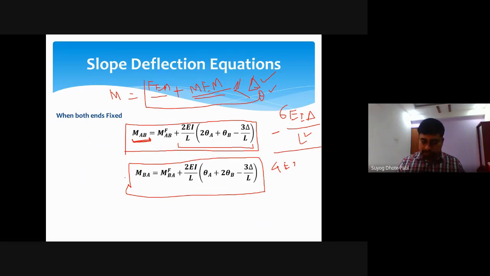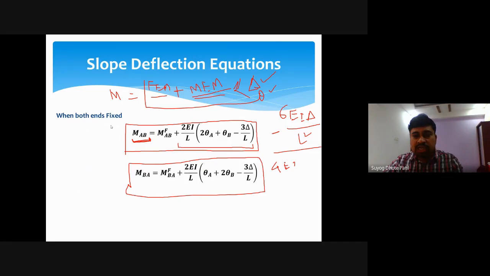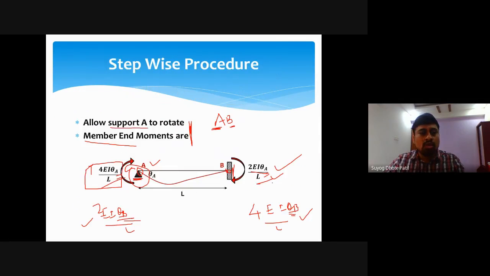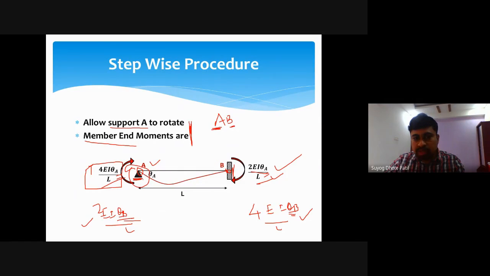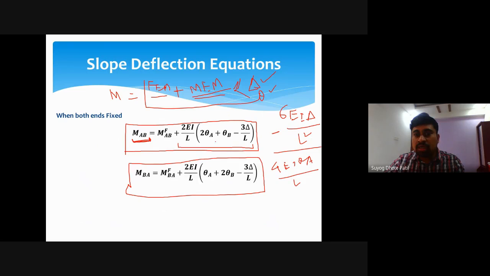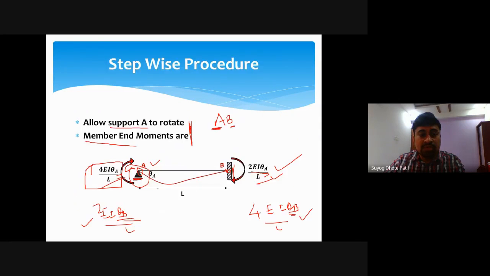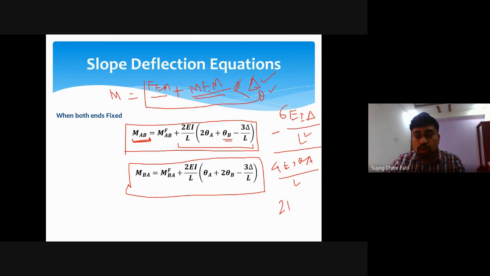So 4 EI theta A by L, and at B will be what? This means joint A is allowed to rotate, so 2 EI theta A by L. But here is theta B. What will be the value of theta B? So the value will be 2 EI theta B by L.